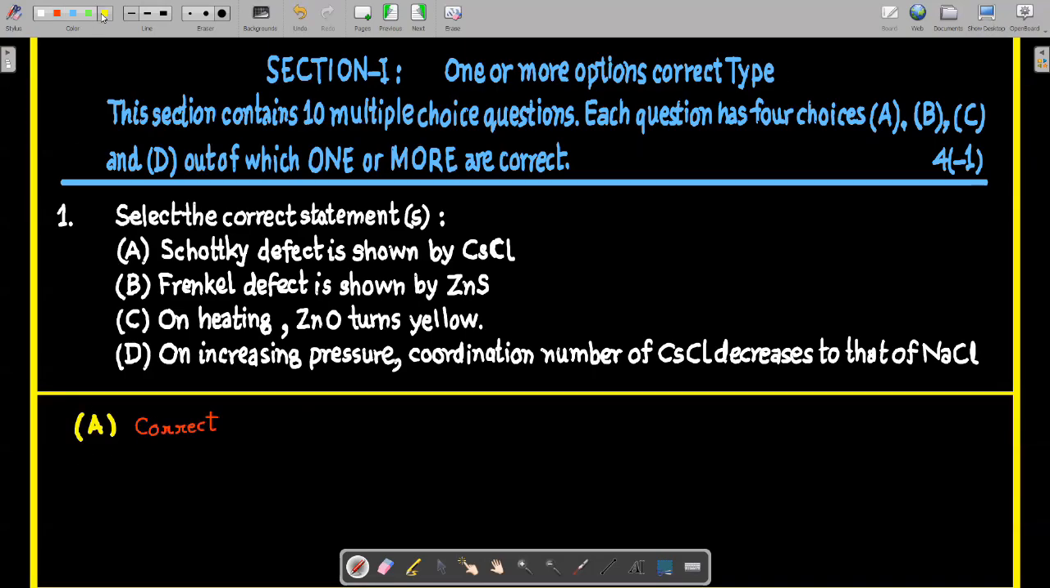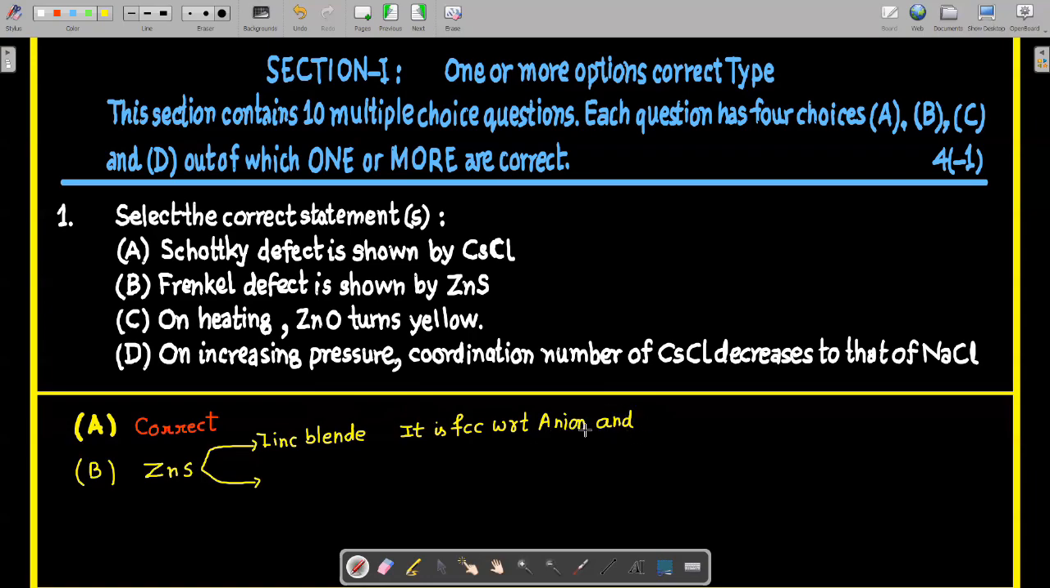Now moving to option B. Frenkel defect is shown by ZnS. We know ZnS has two types of crystalline structure. One is known as zinc blende, which is very common. Zinc blende is FCC with respect to anion, and the cation is present in tetrahedral voids, with half of the tetrahedral voids occupied. It has a diamond type of structure. So the coordination number of the cation is 4.